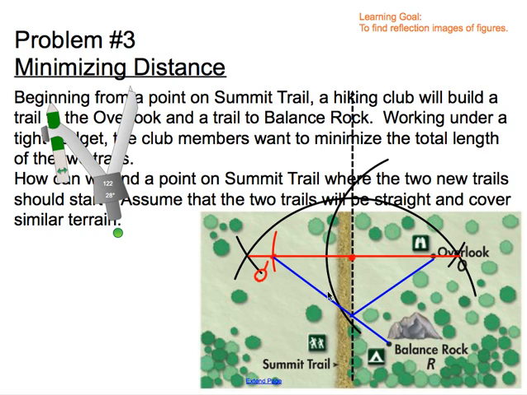Now since this is a reflection, you can see that what we're actually constructing here is 2 congruent triangles. We have 2 right triangles. These lines are going to be equal by the rules of reflection. We have that the distance from O prime to the line of reflection has to be the same as the line of reflection to Overlook. And then we have this reflexive side in the middle. So by side angle side and CPCTC, we know that these 2 distances are the same.